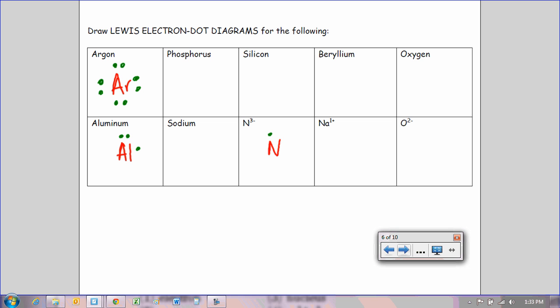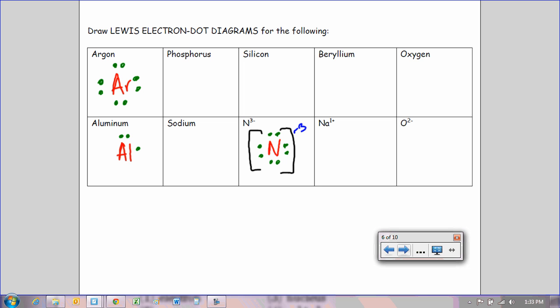I'm going to put my 2 dots in. 2, 3, 4, 5, 6, 7, 8. Don't forget, since it's an ion, you've got to put some brackets around it. And then the last little bit is you will take the charge and put it in the top right corner. 3 negative or negative 3. Either way, you represent that. It is equivalent. 3 negative and negative 3 are the same thing when we're talking about ions. So that's a negative ion.